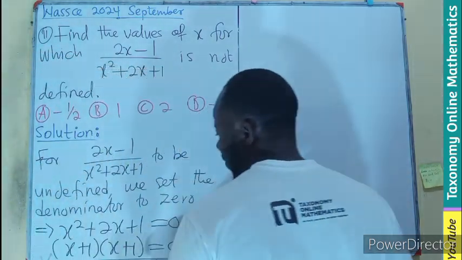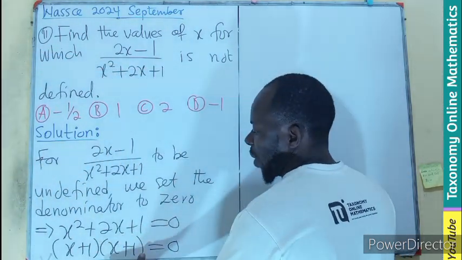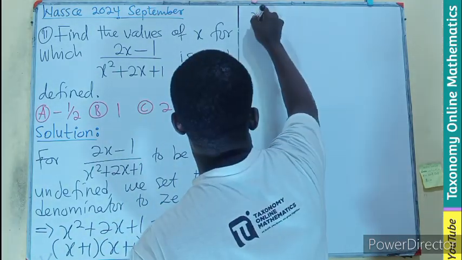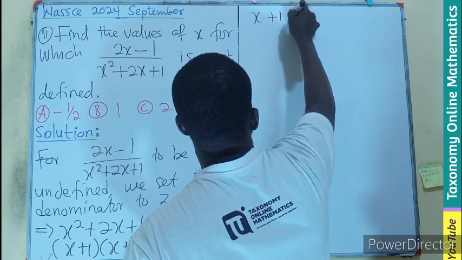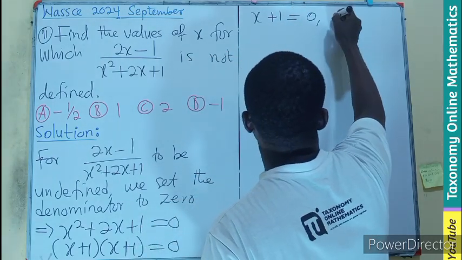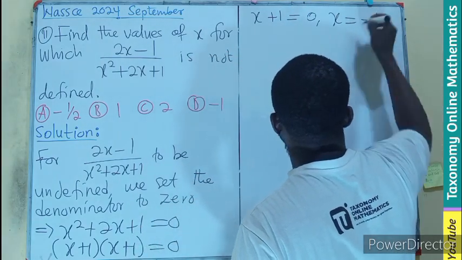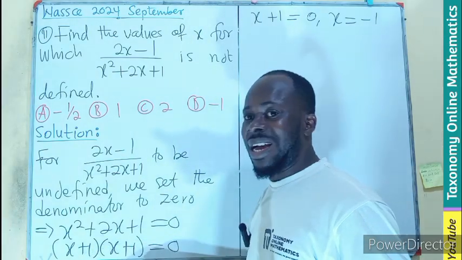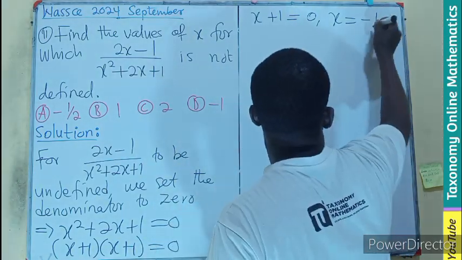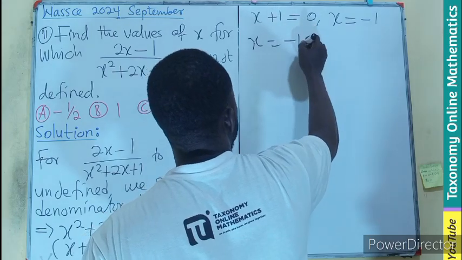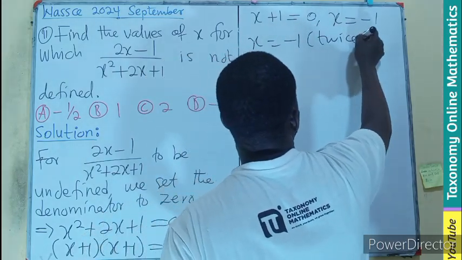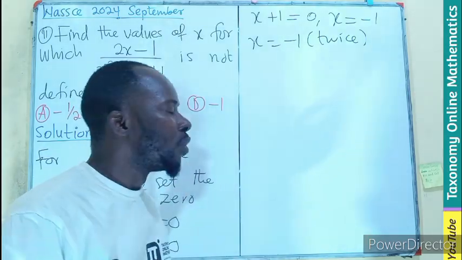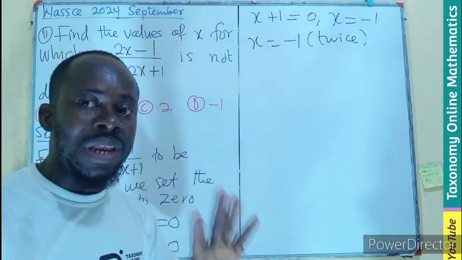So this simply means that from here, we are going to have twice of that. If you pick x plus 1 equals 0, it will mean x will become negative 1 in the first instance and in the second instance. So that will be x equals minus 1 twice, because it's a perfect trinomial. So it gives you two answers which are going to be the same.